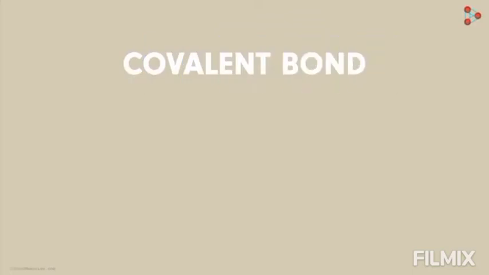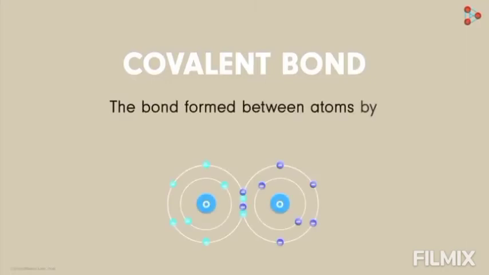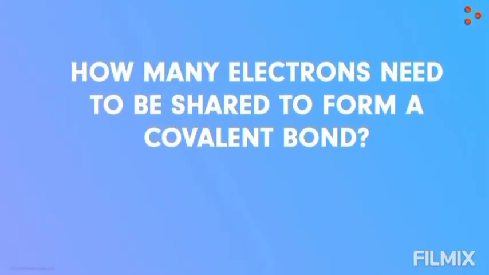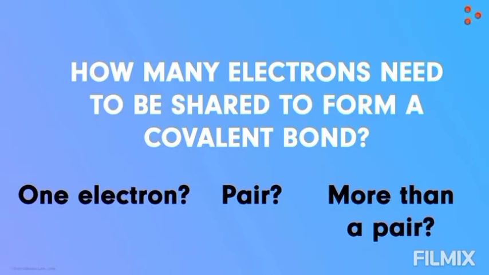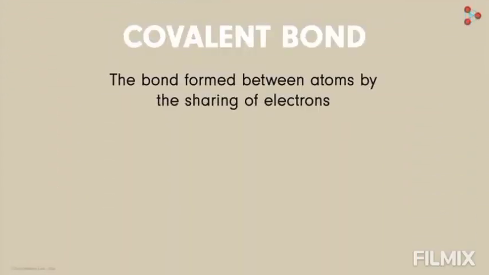Now we can see what a covalent bond is and what its speciality is. The bond formed between atoms by sharing of electrons is the definition of a covalent bond. Here you can see the bond between two atoms. How many electrons need to be shared to form a covalent bond? We are going to learn how many electrons we want to share: 1, 2, 3. So, a bond formed between atoms by sharing of electrons.